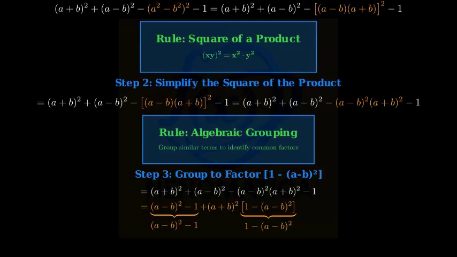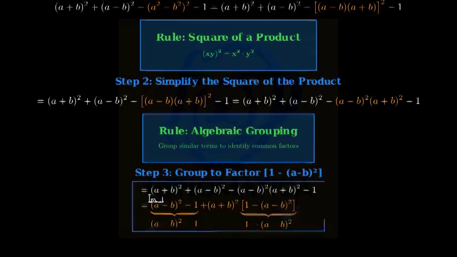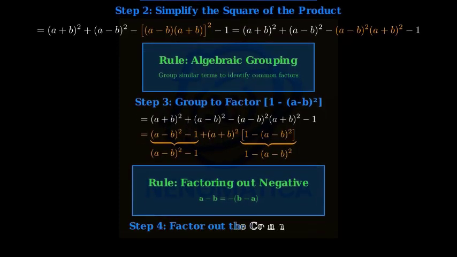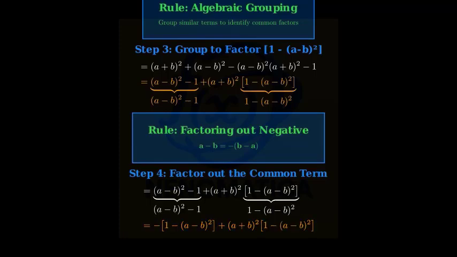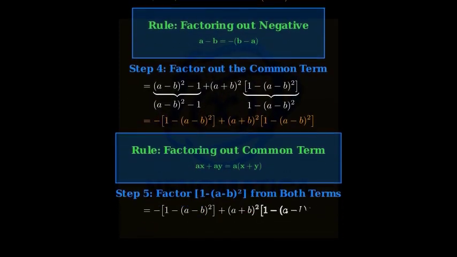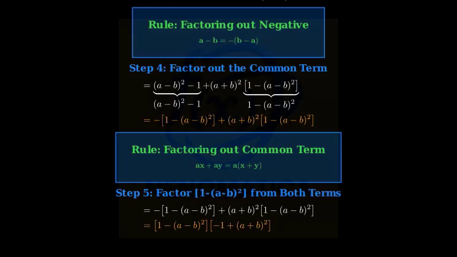Let's rewrite this as a minus b squared minus 1 plus a plus b squared times 1 minus a minus b squared. For step 4, we'll use the property that a minus b equals negative 1 times b minus a. We notice that a minus b squared minus 1 is actually the negative of 1 minus a minus b squared. So we can rewrite our expression to show this common factor. In step 5, we'll factor out the common expression 1 minus a minus b squared from both terms. By applying the distributive property, we can write this as 1 minus a minus b squared times the quantity negative 1 plus a plus b squared.